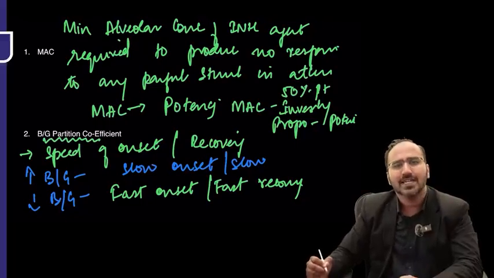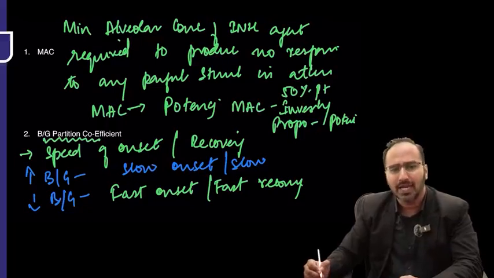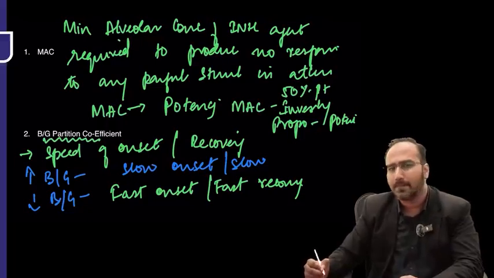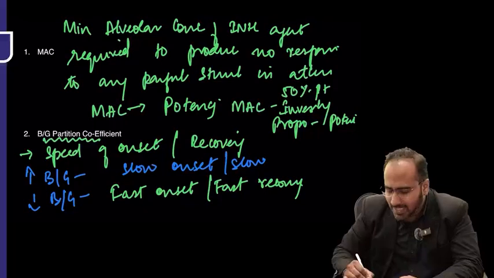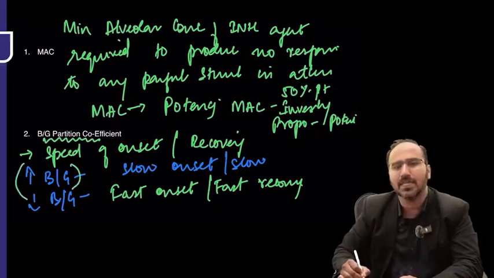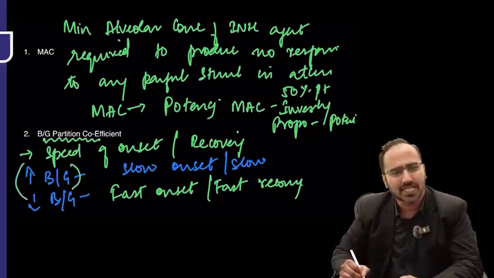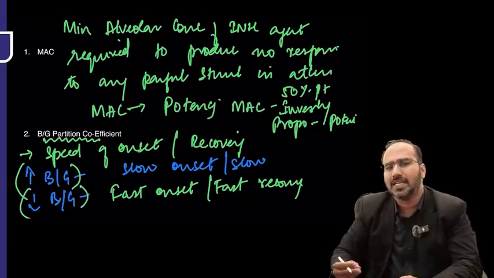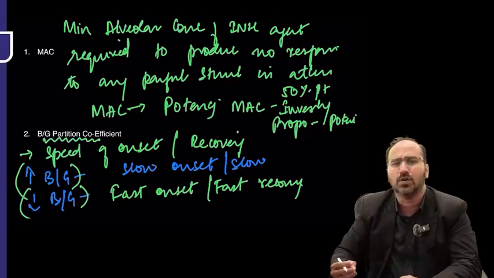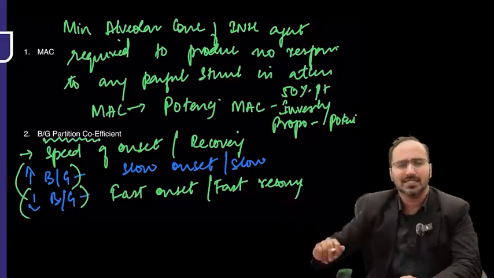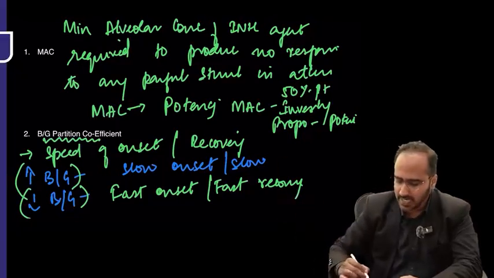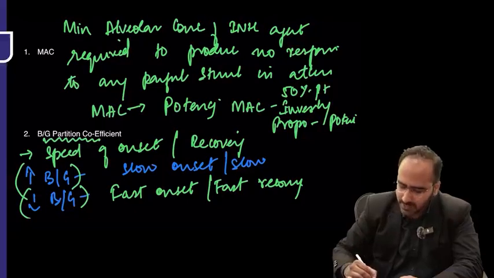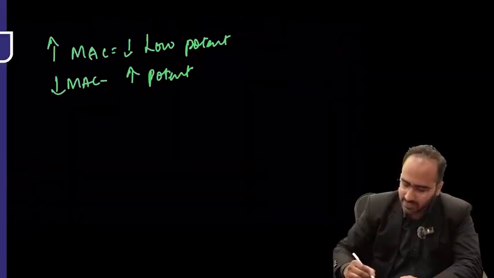Blood gas coefficient meaning what? How much amount of inhalational agent is staying in the blood and how much amount is going into the brain. Any inhalational agent that is having high blood gas meaning what? That is highly staying in the blood. Low blood gas meaning what? That amount of inhalational agent that stays in the blood is very low. Most of that reaches the CNS. Okay. So blood gas coefficient indicates the speed of onset as well as recovery.